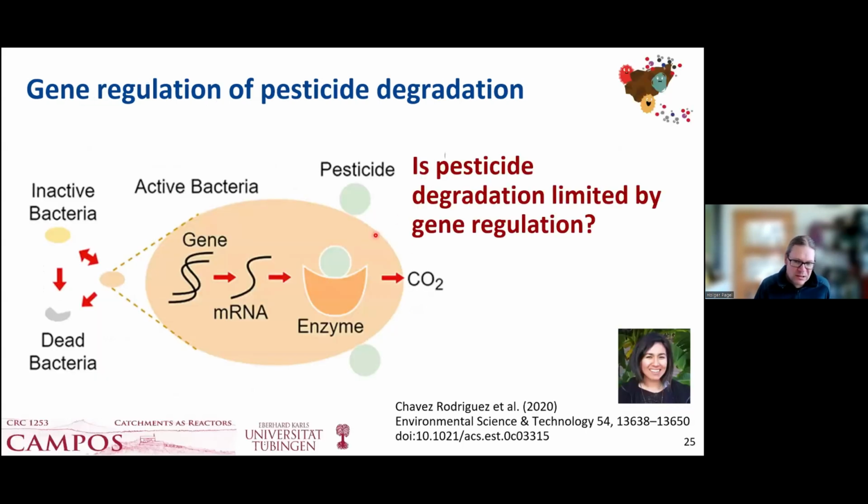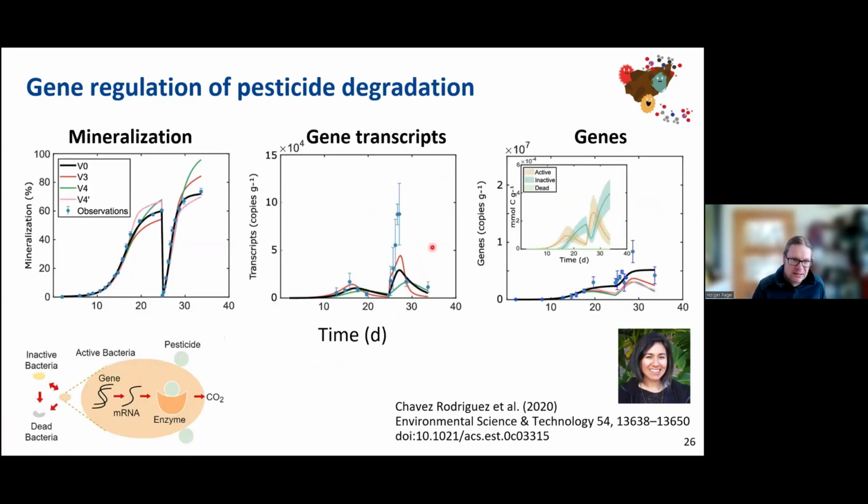So we went one step forward in a follow-up work where we looked at the gene regulation, what's the effect of the gene regulation on pesticide degradation. And for that, we came up with a model that can really also simulate the transcription from the gene to the messenger RNA to the enzyme and the production of the enzyme. And we have compared that against a number of simpler modeling variants.